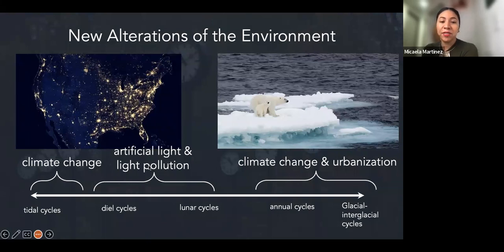And then when we look at the light cycles, the 24-hour light cycle and also the lunar cycle, our experience of those cycles, as well as the experience of other animals, has now been perturbed due to artificial light, and specifically light at night. We'll talk a little bit later about light during the day. And when it comes to our glacial interglacials and our annual cycles, you can really think of climate change as having shaken up our seasons. In many temperate regions around the world, spring is coming earlier. So how these cycles manifested historically is quite different today.